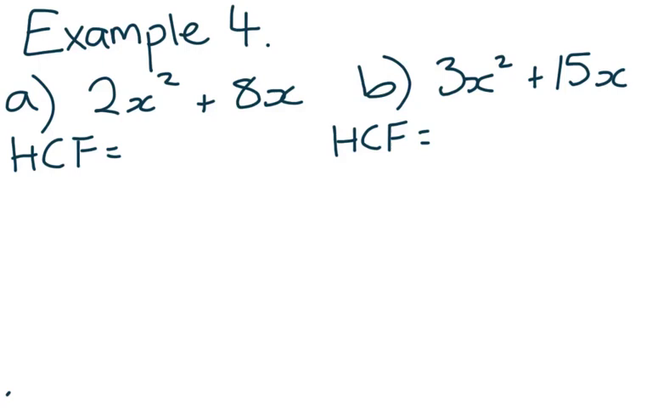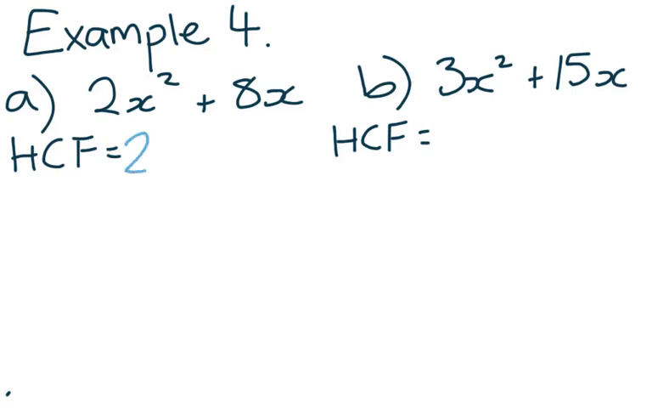So now we're going to step up a level again, and we're looking for a numerical and letter factor this time. So there's going to be a combination. The first thing we always look for is, is there a number factor? And for the first one, 2 and 8, the number factor would be 2.